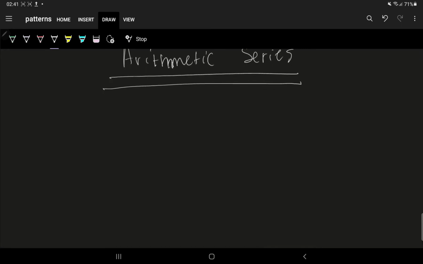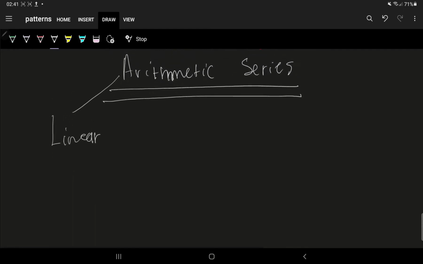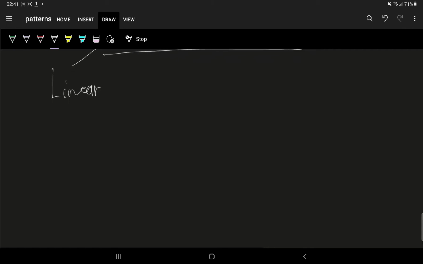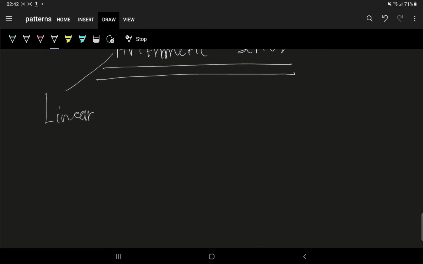Okay, so when we're talking about an arithmetic series, we refer to the sum of the terms in the arithmetic sequence. And remember that the arithmetic sequence just means linear. So a linear sequence is an arithmetic sequence. So when we talk about an arithmetic series or a linear series, it's the same as a pattern, but now we're talking more about the sum of the terms in that pattern, or the sum of the terms in the linear pattern.